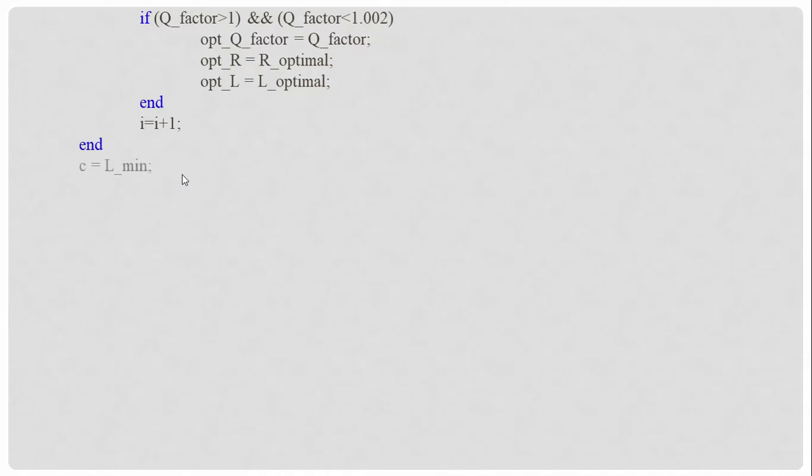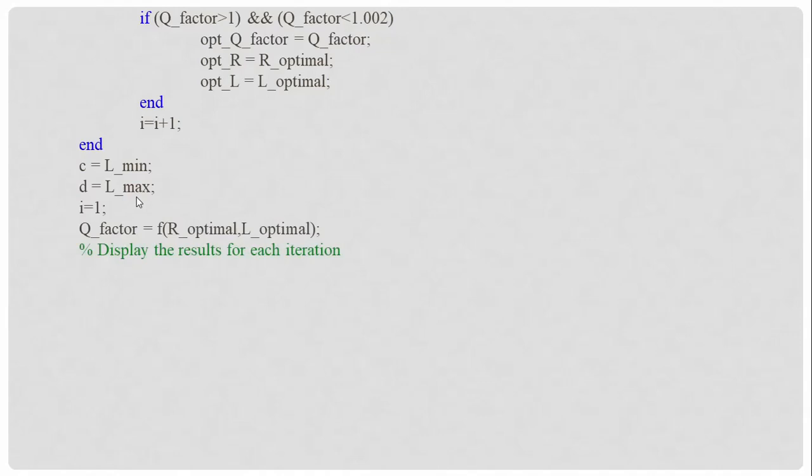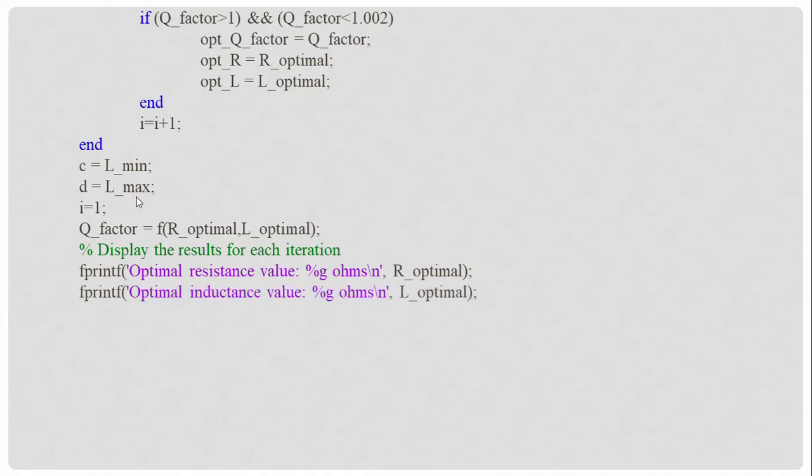We will be ending the while loop, and after this we'll have to end the for loop too. So again, we'll initialize C0 equals L minimum and D0 equals L maximum to iterate the whole loop. Again, we'll increase the R value, and again we'll start from 0.5 millihenry to 1.5 millihenry. Again, the iteration should be 1000 iterations as such. So these are all the things to display in the output.